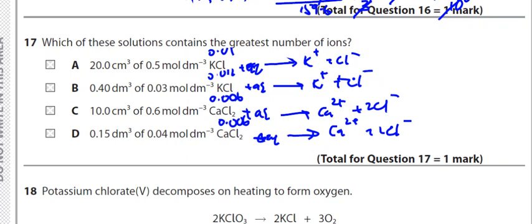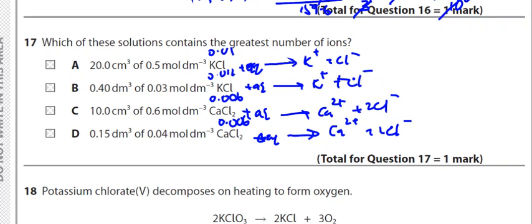Now 0.006 is multiplied by 3. This is 0.006 again. Let me check again. 0.04 times 0.15, yes, 0.006. Earlier one, 0.6 multiplied by 10... sorry, I think I forgot to divide by 1000 here. Yes, that should be divided by 1000. 10 divided by 1000 multiplied by 0.6, you get the answer as 0.006. And 0.15 multiplied by 0.04, you get the answer as 0.006 again.